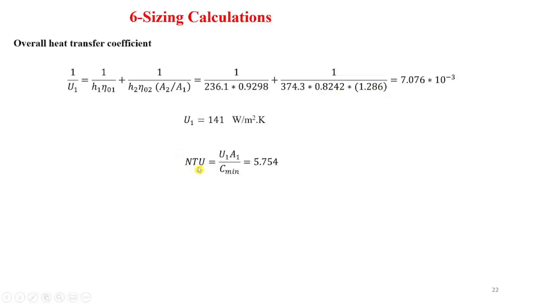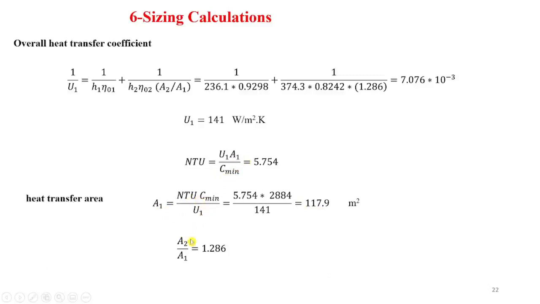We know that the number of transfer units is given by U1 multiplied by A1 divided by C minimum. We already found U1, we know NTU, and we know C minimum. So you can find the heat transfer area. The heat transfer area for side 1 is going to be 117.9 square meters. We do the same thing for side 2, since the heat transfer area of side 2 divided by the heat transfer area of side 1, which is alpha 2 by alpha 1, is going to be 1.286. So you can also find the heat transfer area for side 2.